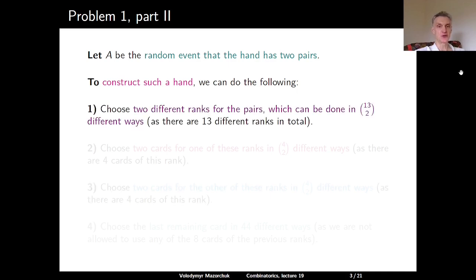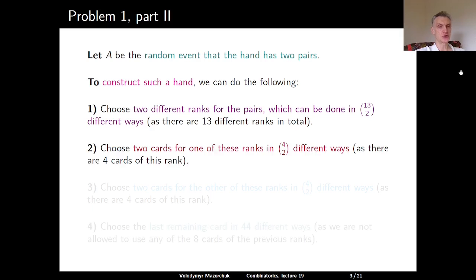First, we choose two different ranks for the pairs. There are 13 ranks, so we can choose two different ranks out of 13 in 13 choose 2 different ways. Second, we choose 2 cards for one of these ranks. So there are 4 cards of a given rank, we choose 2, that's 4 choose 2 different ways. And similarly, we choose 2 cards for the other of these 2 ranks, also in 4 choose 2 different ways.